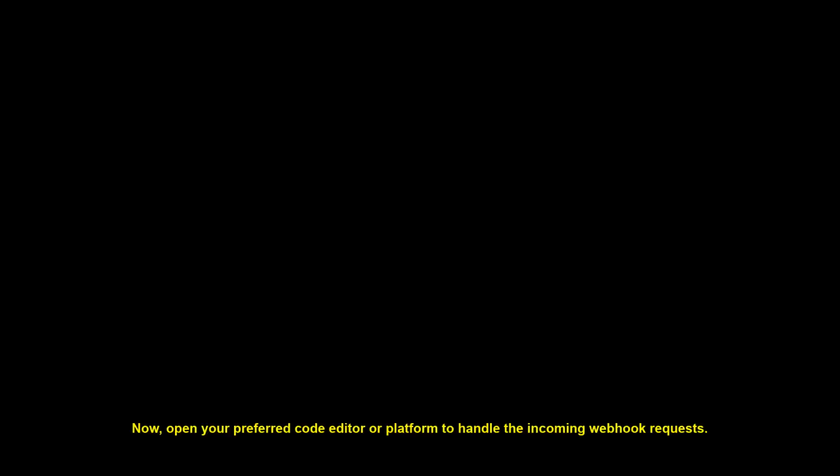Now, open your preferred code editor or platform to handle the incoming webhook requests. In your code, capture the incoming request data. Extract the signature header, which is sent with the webhook. Next, create a hash using the secret key and the raw request body.